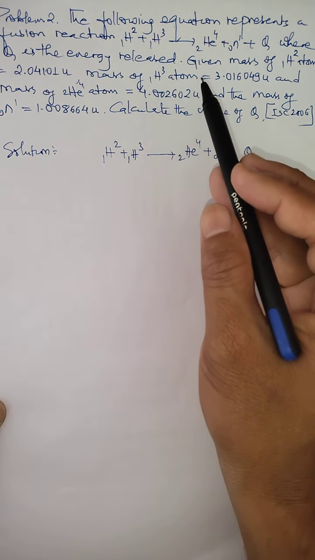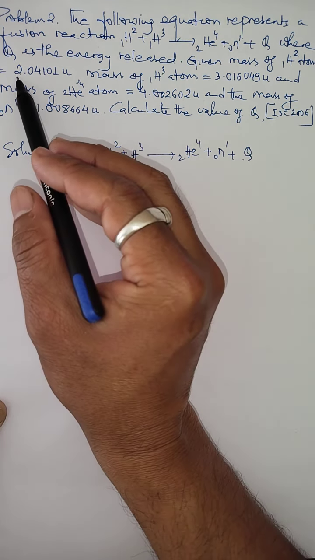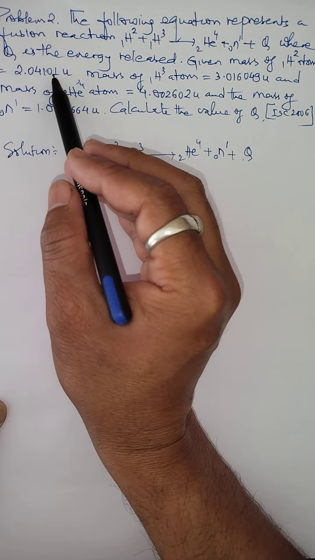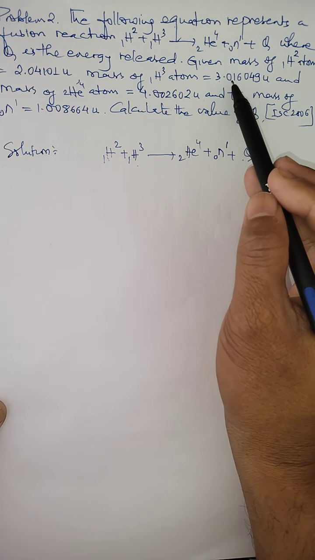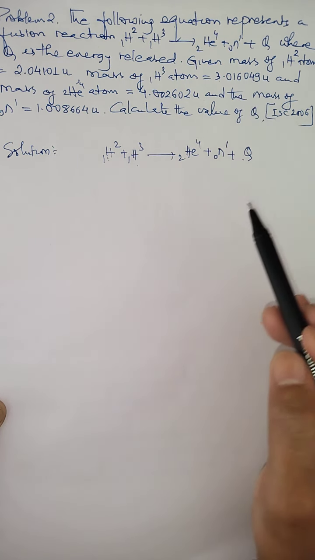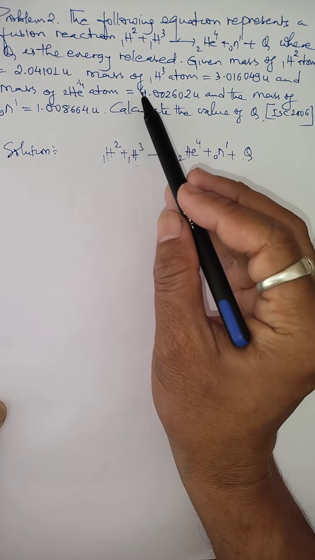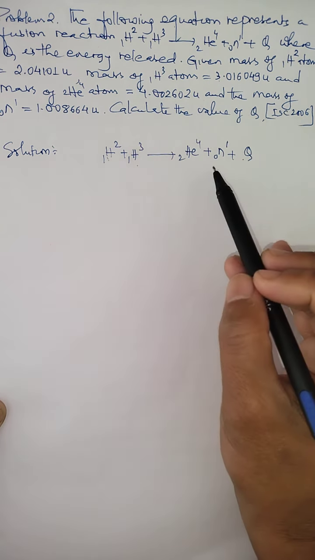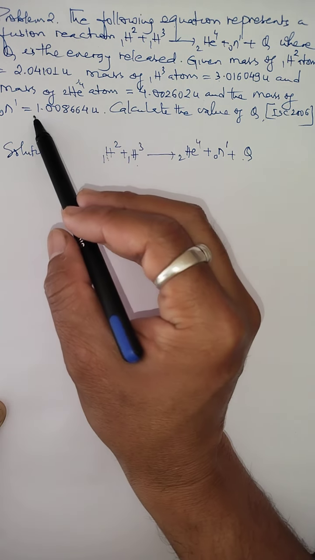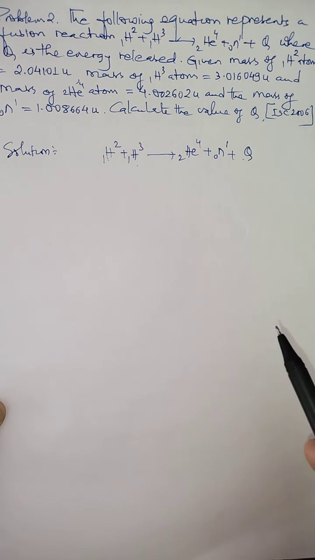The question says that the mass of this hydrogen atom, H 1 2, is given as 2.014101 U. Similarly, the mass of this tritium atom, H 1 3, is 3.016049 U. The mass of this helium nucleus, He 2 4 atom, is 4.002602 U. And even the mass of the neutron is given, that is 1.008664 U. Now from this, what we need to calculate? Q. Q means the energy which is evolved or released in the reaction.